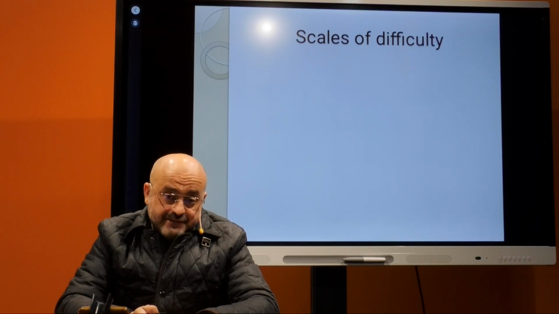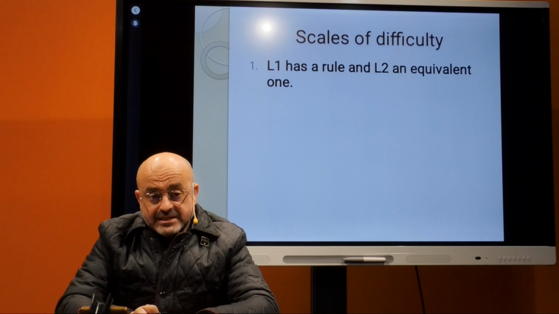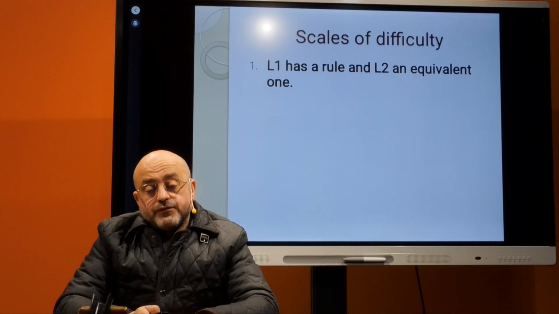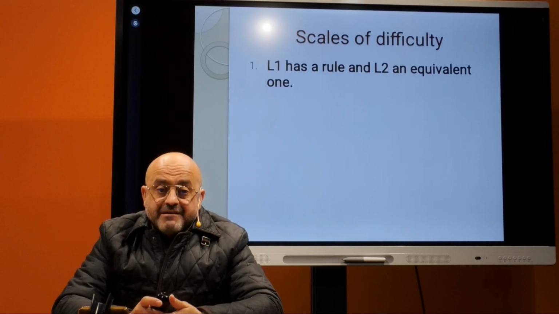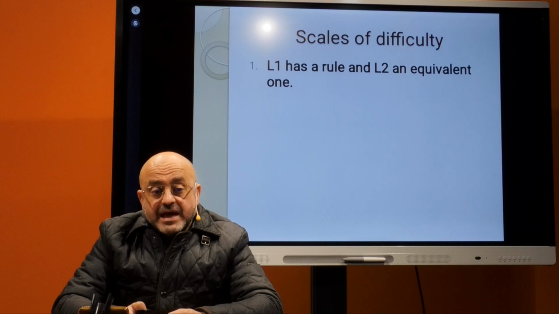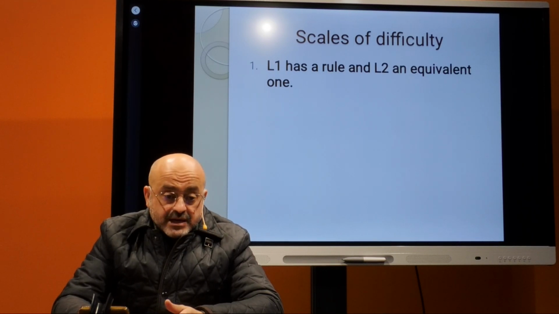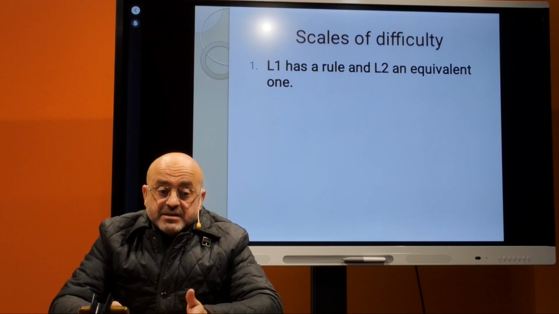Now here we have identified scales of difficulty according to contrastive analysis, and here we have 3 levels. The first case is when L1, or the mother tongue, has a rule, and L2 has an equivalent one. Automatically we can expect, according to contrastive analysis, that if the rule exists in both the mother tongue and the target language, there will be no difficulty in learning that aspect of language.